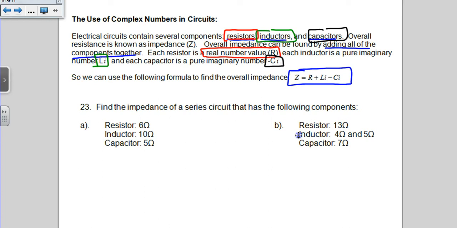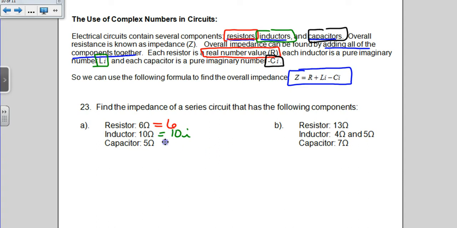So let's think about this. The resistors are just going to be real numbers. So my resistor for this first problem is just going to be a 6. That symbol there is ohms. It's the unit of measurement for when they do impedance, usually. Now it says the inductor, which if I look back up here, is a pure imaginary number, Li. So instead of just being 10 ohms, he's going to be 10i, because he's an imaginary component.